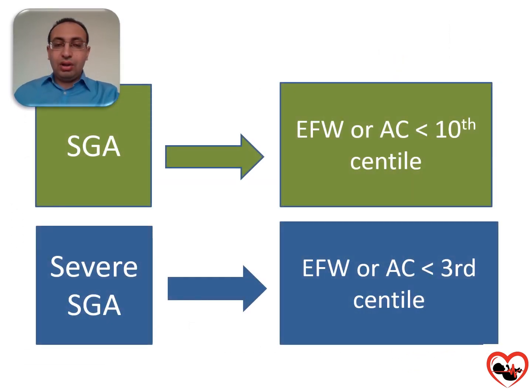So, regarding the definitions, small for gestational age means that by ultrasound the estimated fetal weight or the abdominal circumference are below the 10th centile. And for severe small for gestational age, the estimated fetal weight or the abdominal circumference are below the 3rd centile.